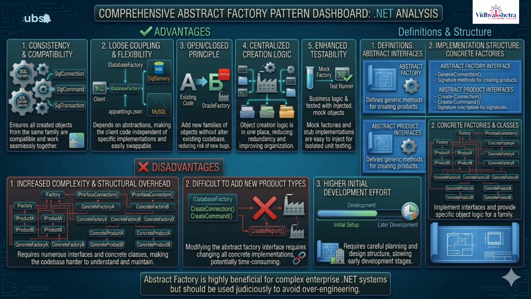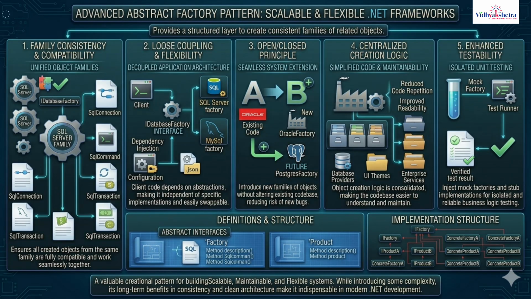The abstract factory design pattern is a powerful creational pattern that provides a structured way to create families of related or dependent objects without specifying their concrete classes. Instead of instantiating objects directly, the pattern introduces an abstraction layer through factories, ensuring that all created objects belong to the same family and are fully compatible with one another. This makes it particularly useful in complex applications where multiple components must work together consistently, such as UI frameworks, database providers, and enterprise service layers in .NET.